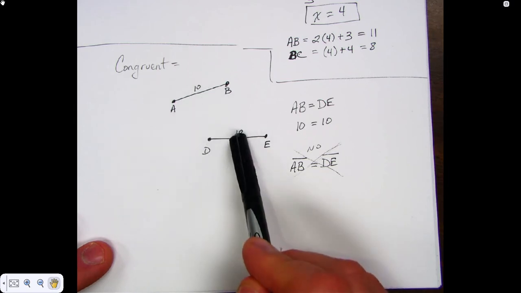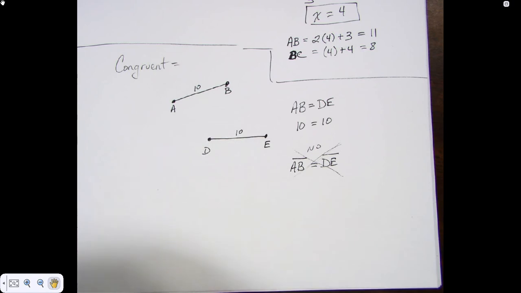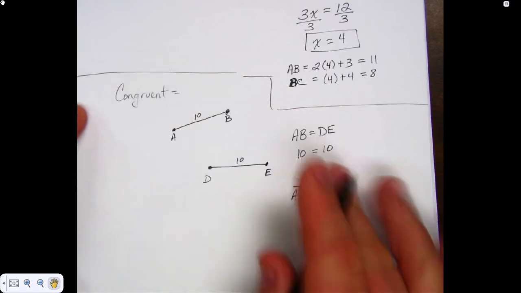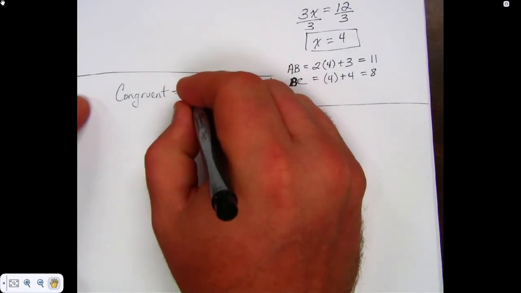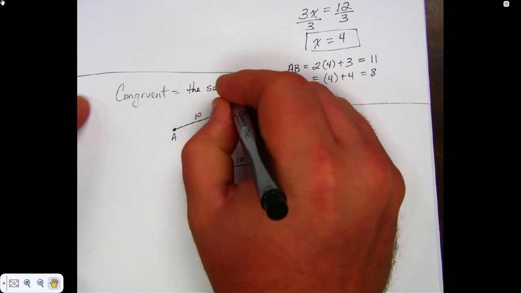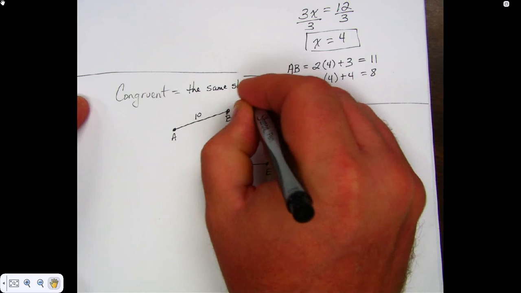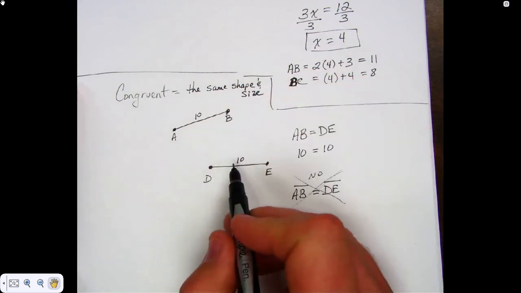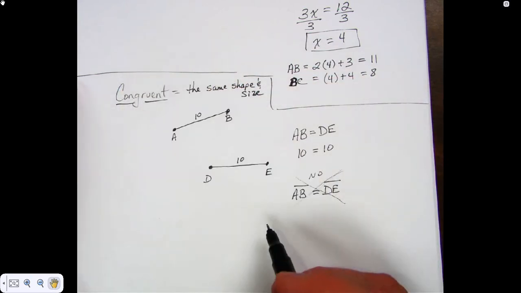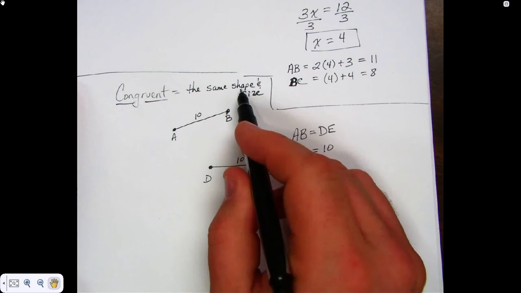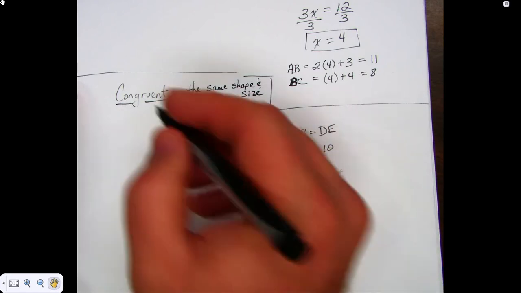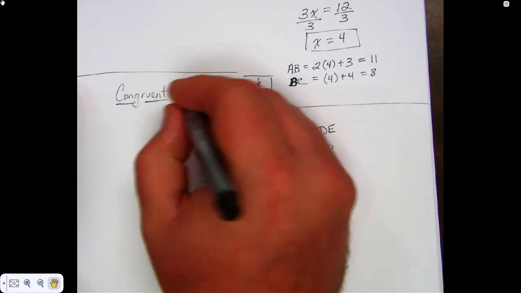That's why we have this word called congruent. Congruent means the same shape and size. Now, because this is a line and it has no thickness, shape doesn't matter, does it? They're the same size. But here's the deal. Here's what we use for congruent. We have an equal sign, and we put that over it. So it is correct to say, look, AB is congruent to what? DE.